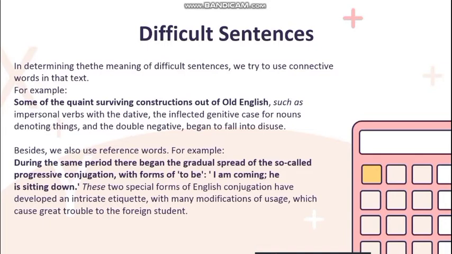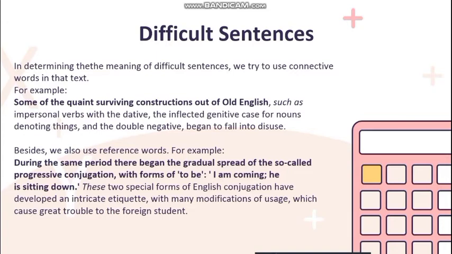So after we know that such as means the example of that quaint surviving construction, so we know that the meaning of quaint surviving constructions means impersonal verbs with the dative, the inflected genitive case for nouns denoting things, and the double negative.